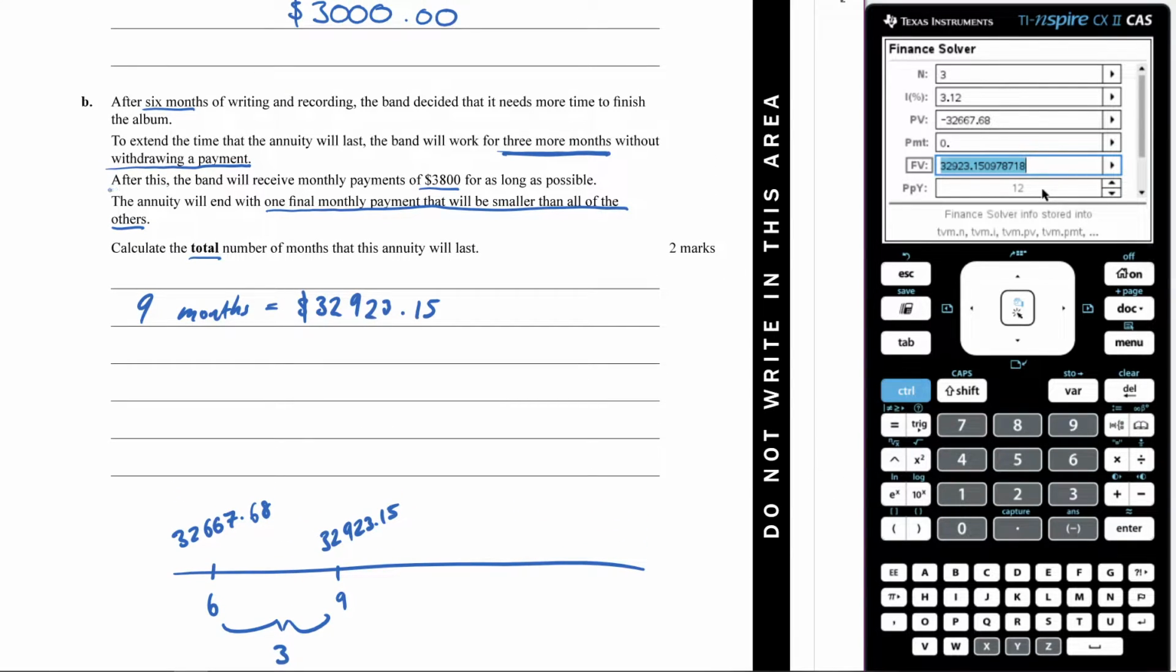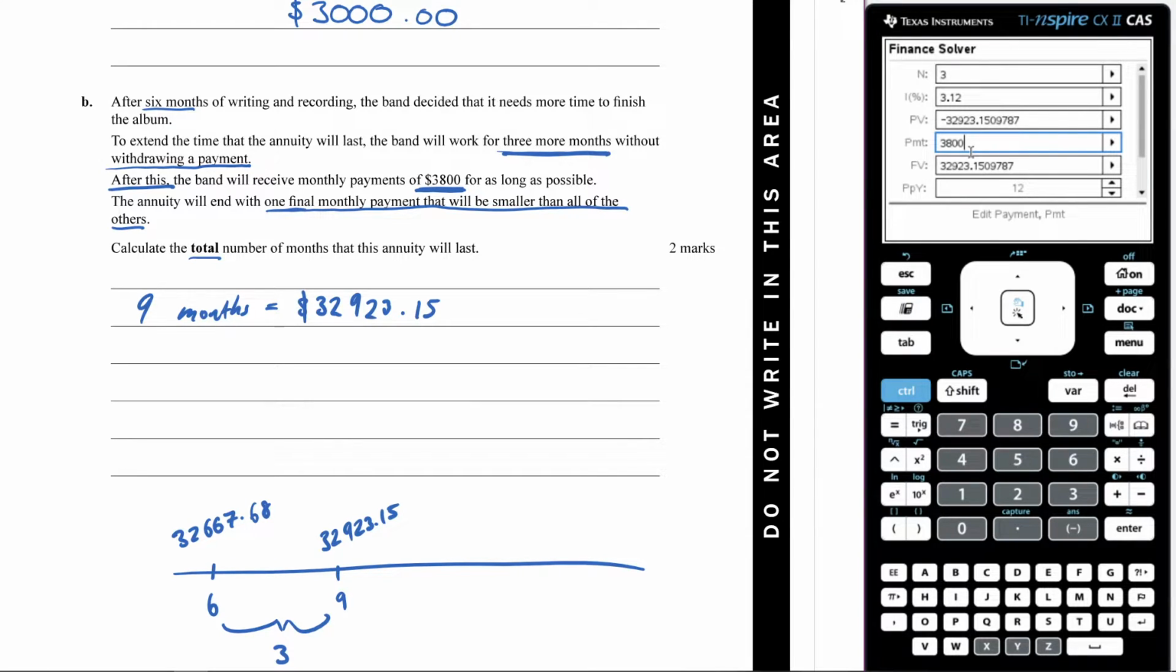Then we're told that after this, the band will receive a monthly payment of $3,800. So now what I would do is I would take this, Control-C it. I will pop this here. So it's going to be negative, Control-V. I'm now taking out $3,800. Cool. So after this, the band will receive a monthly payment of $3,800 for as long as possible.